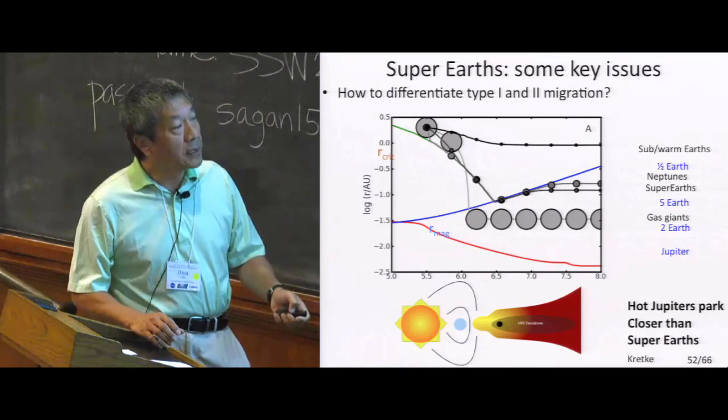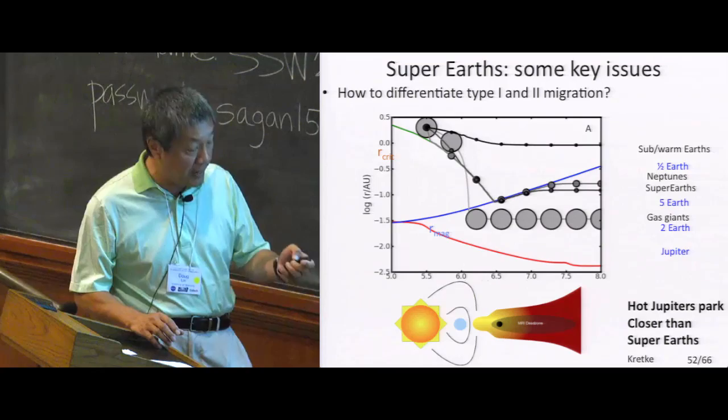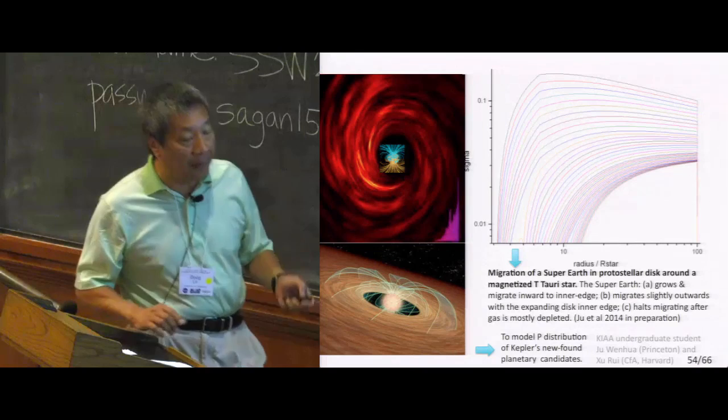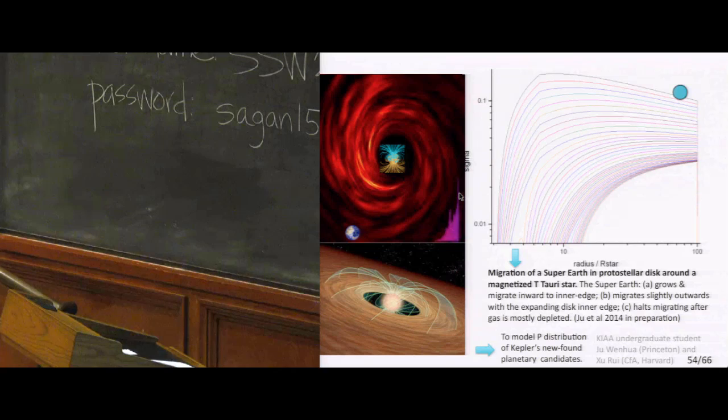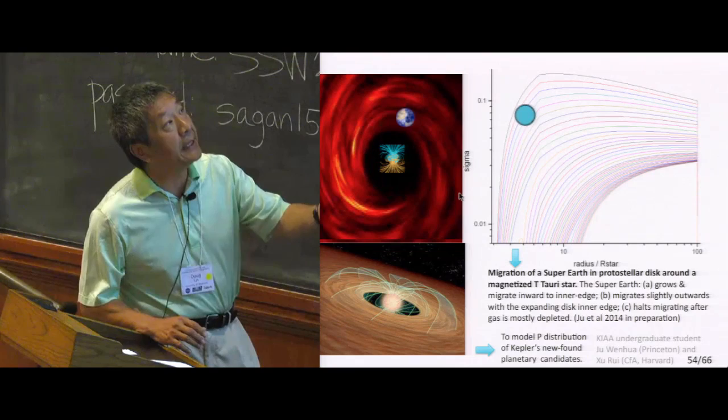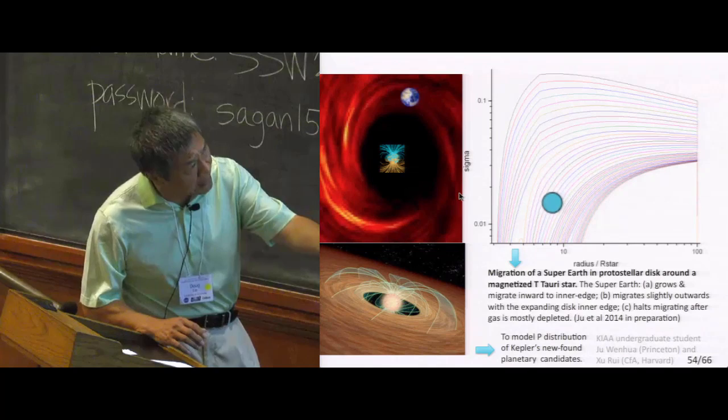So how does it do it? You can have this expanding envelope. You have things that get trapped here. And I won't go into this. But if you have this type of process, as a disk gets depleted and you may have migration occurring, the surface density gradually decreases, and eventually you will find that this super Earth can actually migrate out again in time.